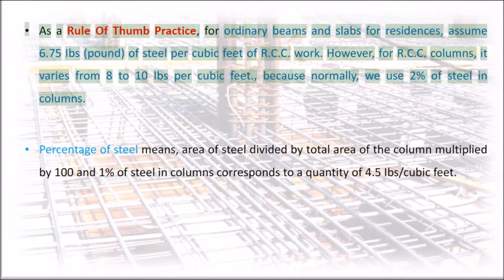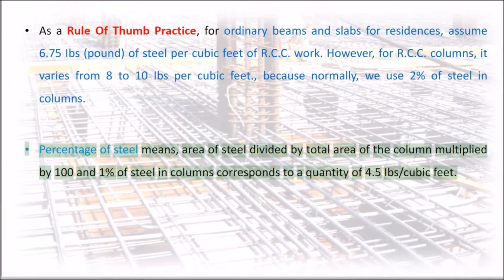As a rule of thumb practice, for ordinary beams and slabs for residences, assume 6.75 lbs of steel per cubic feet of RCC work. However, for RCC columns, it varies from 8 to 10 lbs per cubic feet, because normally, we use 2% of steel in columns.